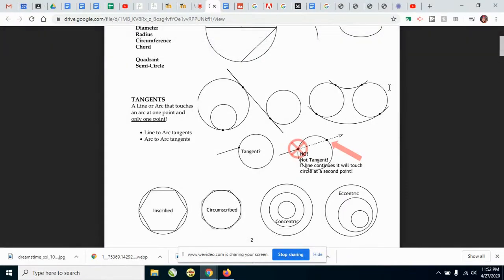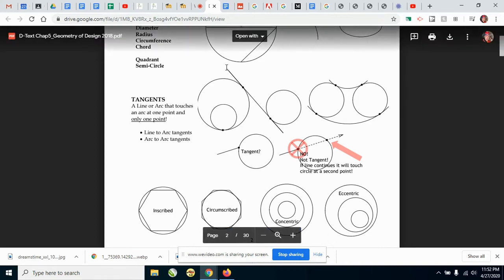In this next project, we're going to be talking about tangents. You may recognize the word tangent from some of the CAD work you've already done, but let's really get in depth and talk about exactly what a tangent is. A tangent is a line or an arc that touches another arc at one point and only one point.